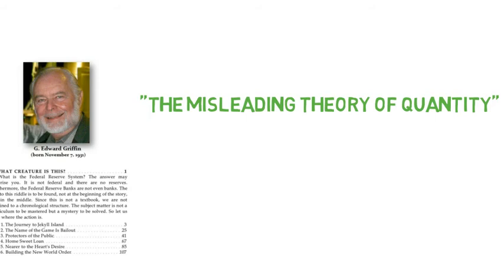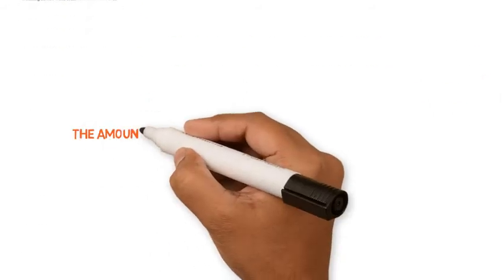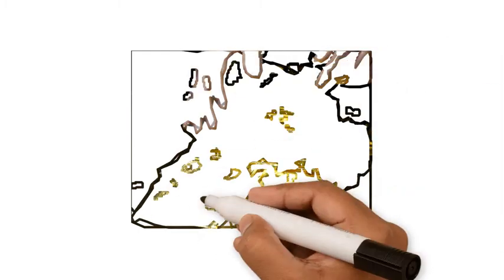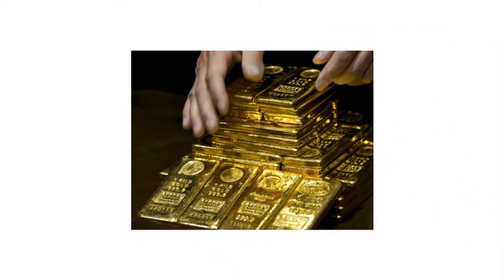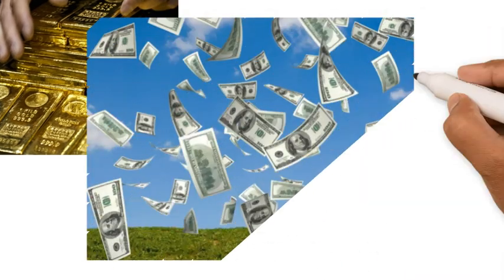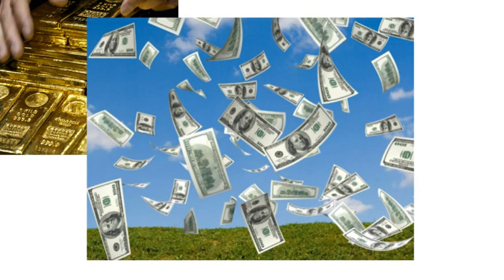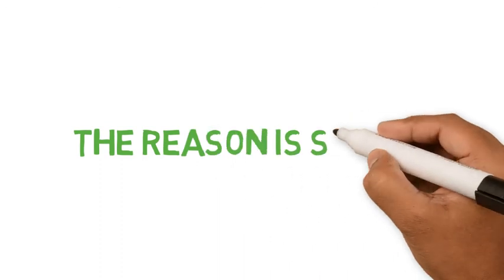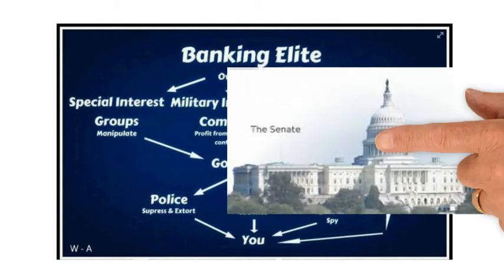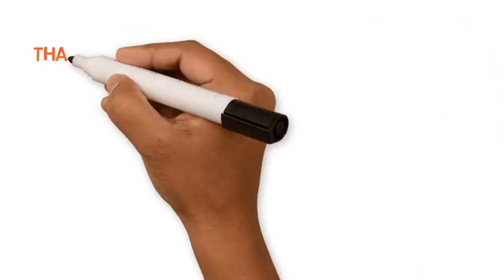Thus, as there is nothing you can take away from watching this video, please come away with at least one of these points, which is this: the amount of gold and silver in existence is irrelevant to the ability to use gold or silver as money. The fallacy of quantity is the number one way apologists for fiat currency attempt to invalidate the gold standard. It's the number one way they attempt to brainwash you into using paper currency, or better known as fiat currency. The reason is simple. These people want us all using paper money because they can endlessly print paper money. But one thing they cannot print is gold or silver.